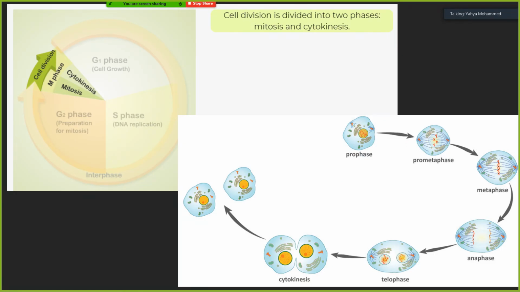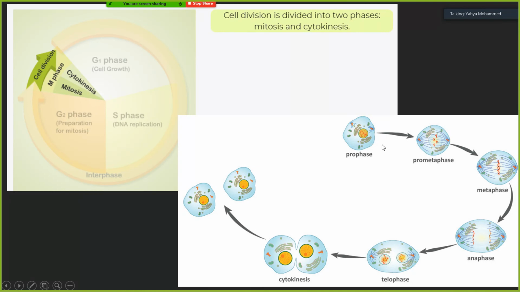So now we have mitosis and cytokinesis. This is where the cell specifically is going to be tearing apart into two different things. Overall, in this picture on the bottom, you see some specifics right over here. We're going to talk about this in more detail in the next slides.